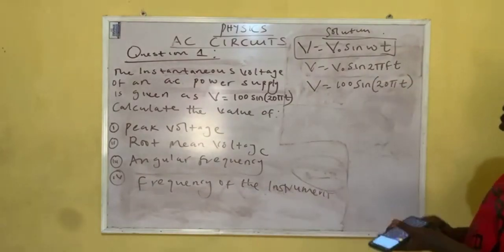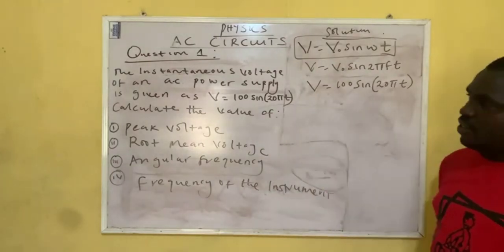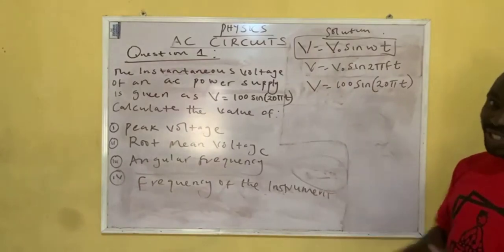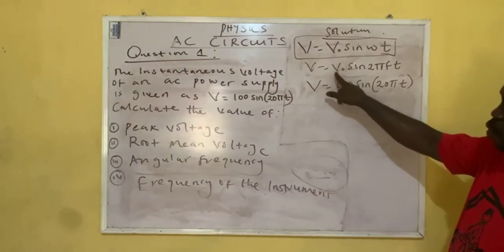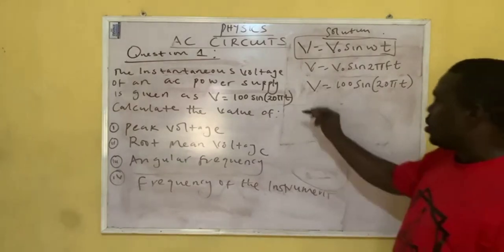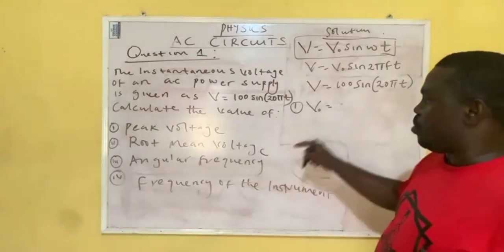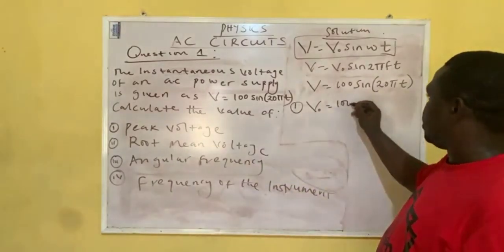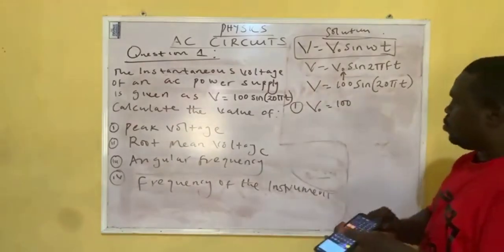Okay, so look at it now. Doing what we call juxtaposition, comparing and contrasting. So you will agree that our peak voltage is 100. So our peak voltage V0, which is number 1 now, is 100. That is, look at it right here. Okay, I'm sure that's clear.